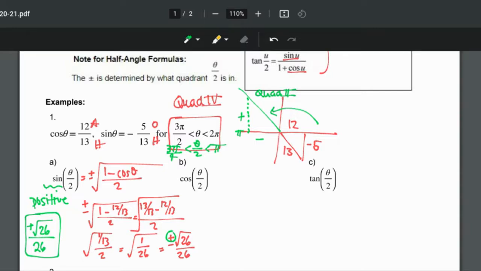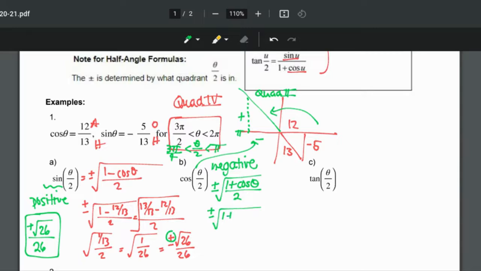All right, so we're going to do something very similar with part B. That's cosine of theta over 2. And we've already determined that in quadrant 2, cosine would be negative. So whatever we get for our answer, we need to look for the negative version of that. So we're going to use the formula, plus or minus the square root of (1 plus cosine theta) over 2. And we're just going to substitute in the given information.